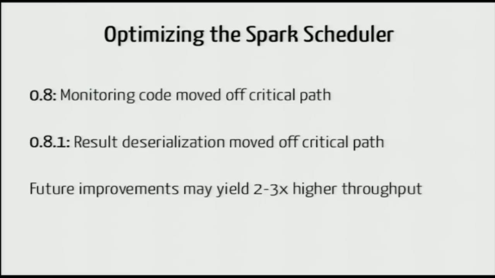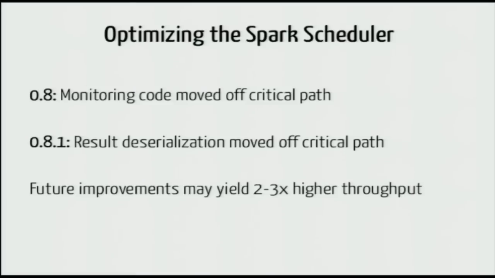There are a couple of other low-hanging fruit type things that we can do to improve the scheduler throughput, but we're not going to get a 10 or 100x improvement in the throughput of the scheduler. We can maybe get 2 or 3 times higher throughput, but beyond that, we need to start thinking about a better design for what the scheduler is going to look like.